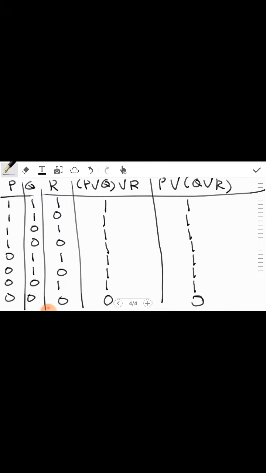So you will again see here that this column is exactly the same as this column here. Therefore, we have shown associativity. Next, we have the fourth one, which is called the De Morgan's rule. And for the De Morgan's rule, we have two parts again. Letter A, not (P or Q) is equivalent to not P and not Q.